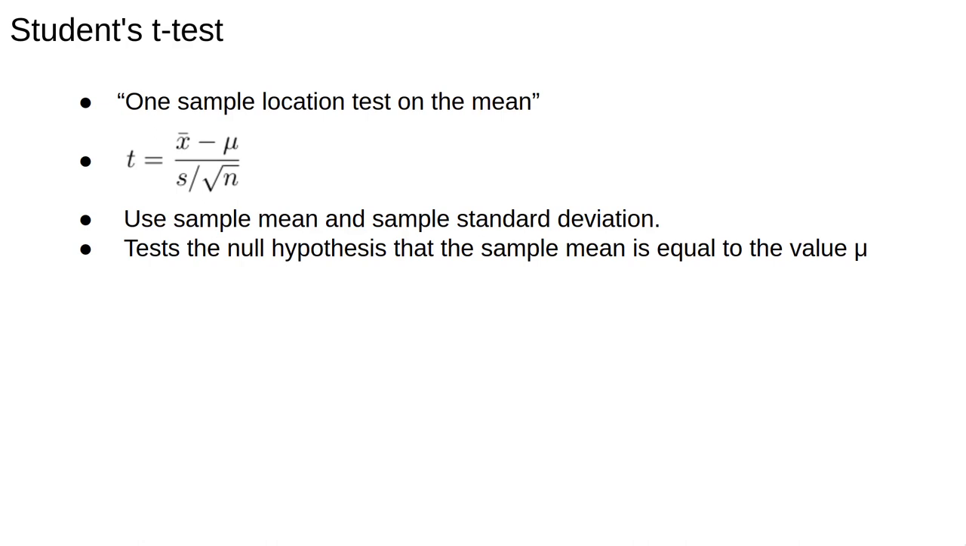It can be shown that if our observations x1, x2, etc. are drawn from a normal distribution with mean mu, that is, they all have the same mean, then the quantity t follows a Student's t-distribution with n−1 degrees of freedom. We can use this to test the hypothesis that the population mean is equal to the specified value mu.